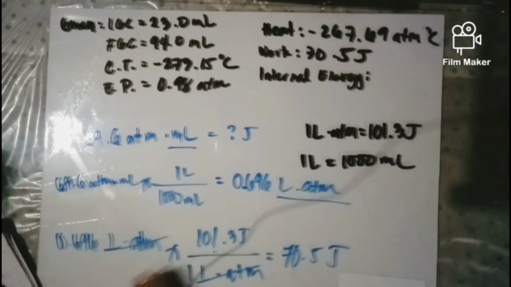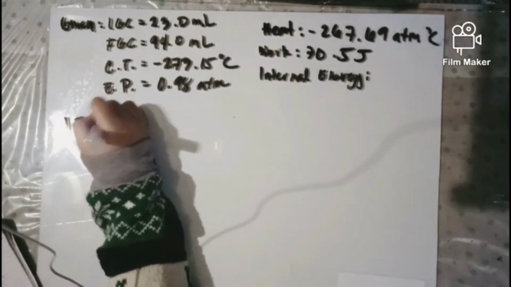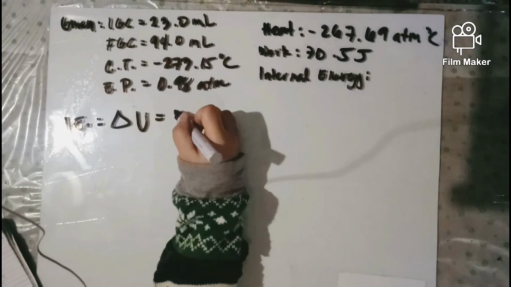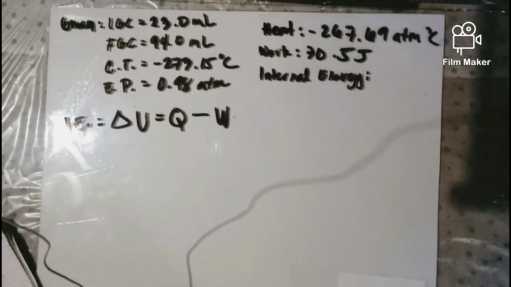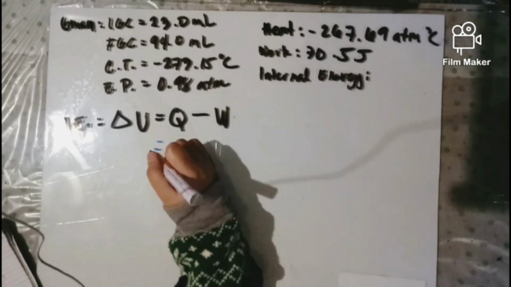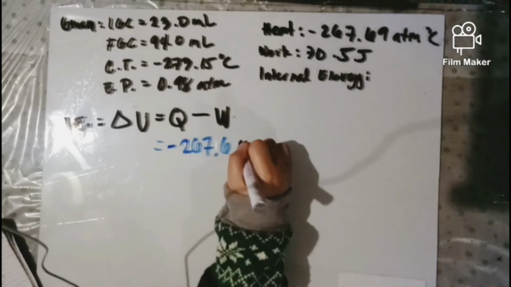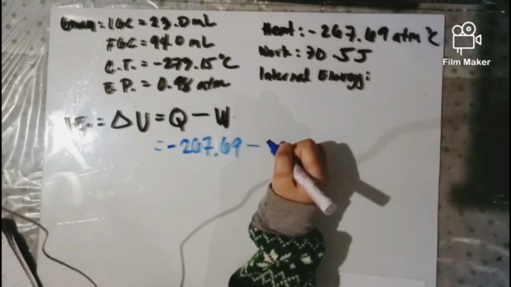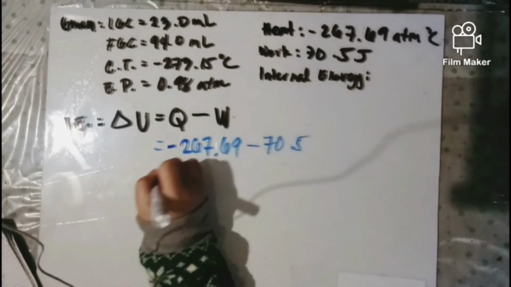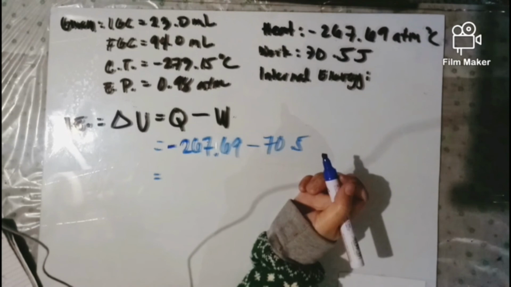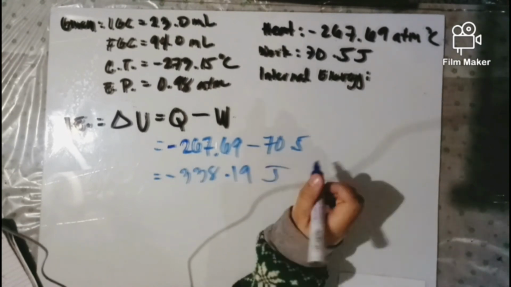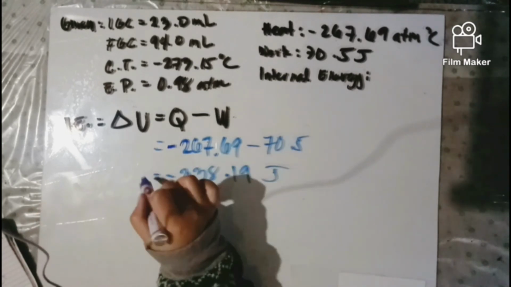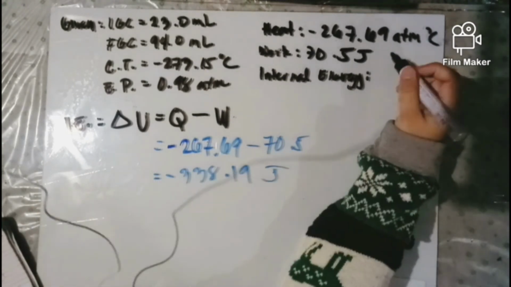Now we can get the internal energy. For internal energy, use the formula delta U is equal to Q minus work. Q is the change in heat. That makes Q negative 267.69 minus work, which is equal to 70.5. Negative 267.69 minus 70.5 is equal to negative 338.19 joules, because the unit of internal energy is joules. Now we have found the heat, work, and internal energy.